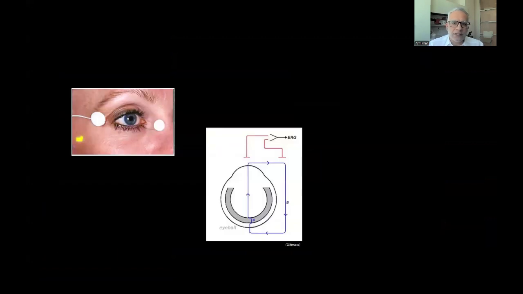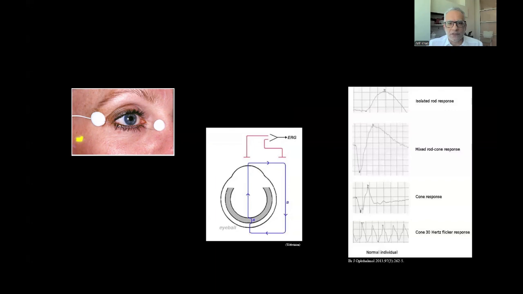I'm not going to go into details of ERG. We don't need to do ERG on all patients with inherited retinal disease. It's more if we're not sure what's going on where ERG comes in handy, and that's a topic for a different talk.